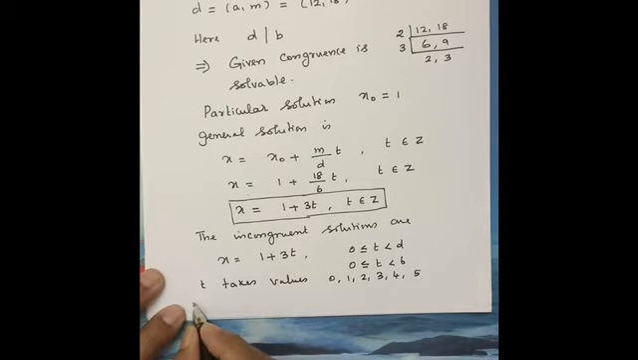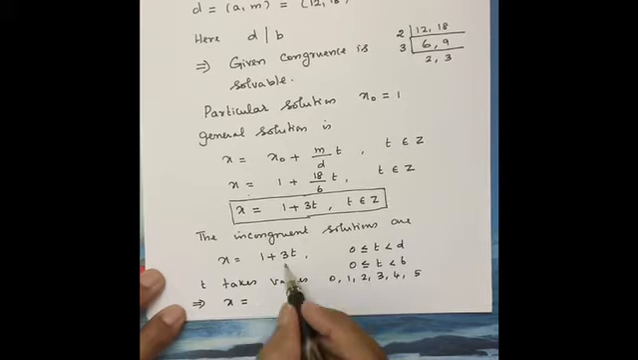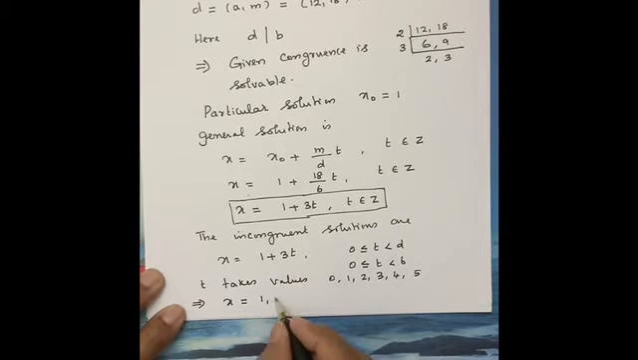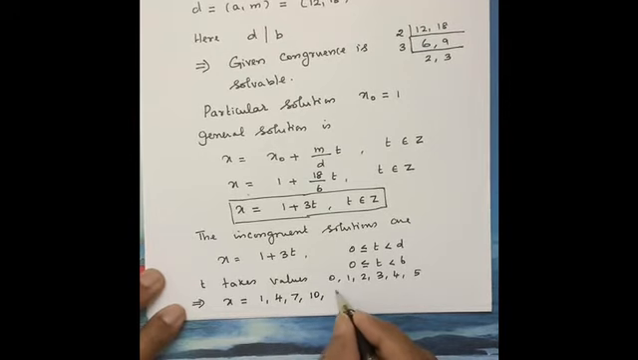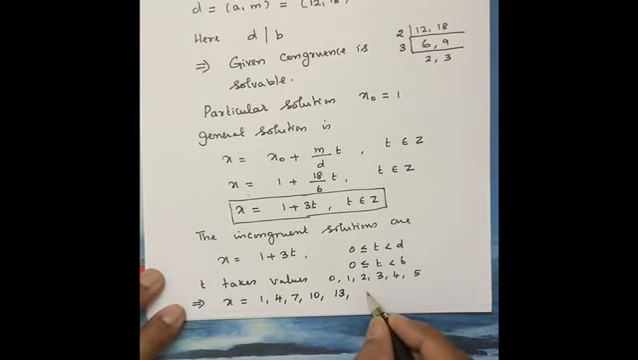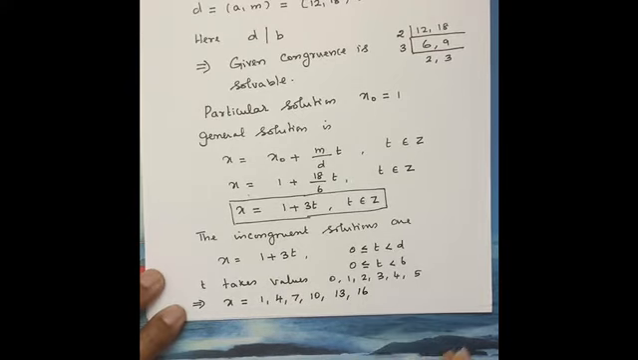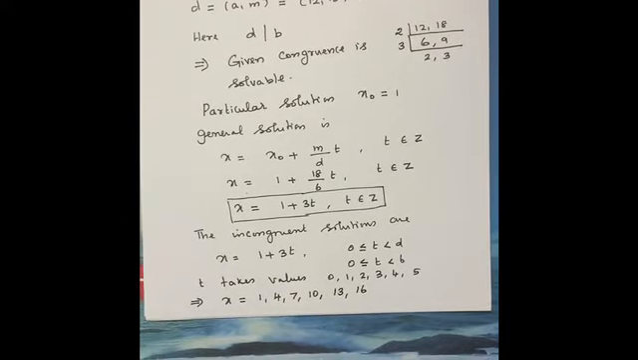So what is x naught? This implies x equal to 1 plus 3t. Possible x: t equal to 0 means it is 1. t equal to 1 means it is 4. t equal to 2, it is 7. Next t equal to 3, it is 10. t equal to 4, t equal to 5. These are the incongruent solutions.